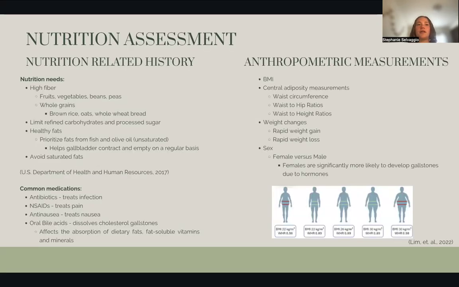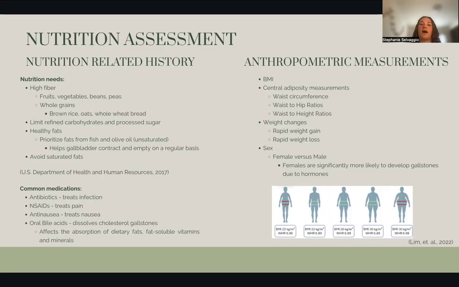Some nutrition-related history. So nutrition needs for people with cholecystitis is having a high fiber, healthy fat diet. And so for high fiber, you can do fruits, vegetables, beans, peas, lots of whole grains. So using brown rice and oats and whole wheat bread. On the opposite end, limit those refined carbohydrates and processed sugar. And then that kind of goes hand in hand with diabetes and obesity. And then prioritizing those healthy fats, so those unsaturated fats from fish and olive oil, and also avoiding saturated fats.